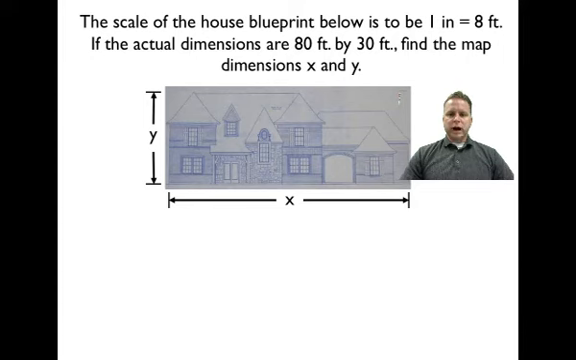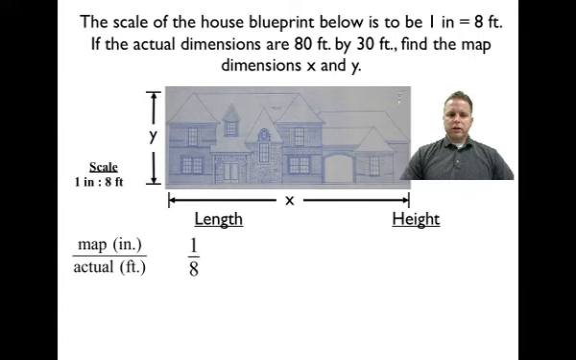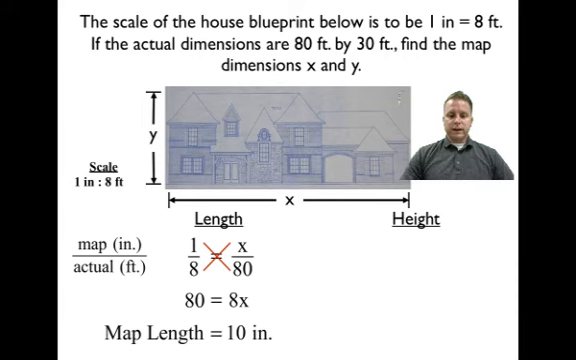Here we have a blueprint of a house, or at least the front of a house, and they tell us it's 1 inch is equal to 8 feet. If the actual dimensions are 80 feet by 30 feet, find the map dimensions x and y. So we've got our scale. It's going to be 1 inch to 8 feet. Now this time though, they give us the actual dimensions. So if we want the length, we're going to put the 80 on the bottom because that's the actual length of the house. So now when we cross multiply, we're actually going to have to do some work here. We're going to get 80 is equal to 8x, divide by the number in front of the variable. That's called the coefficient. And you'll get 10 inches.